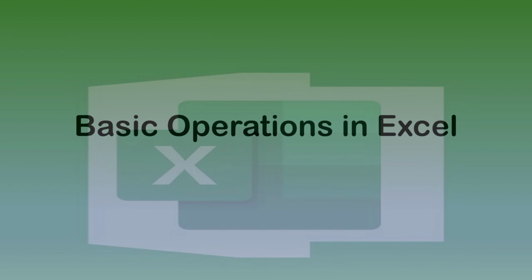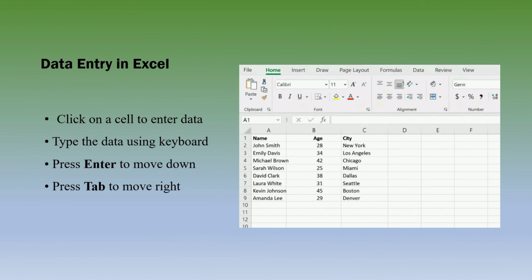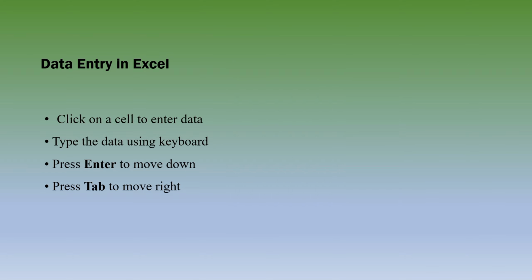Today we are going to learn about basic operations in Excel. Now let us see how to enter data in Excel. First, click on any cell, then type the data using the keyboard. After typing, press enter to move to the next row. If you press the tab key, the cursor will move to the next column. This is the basic way to enter data in Excel.